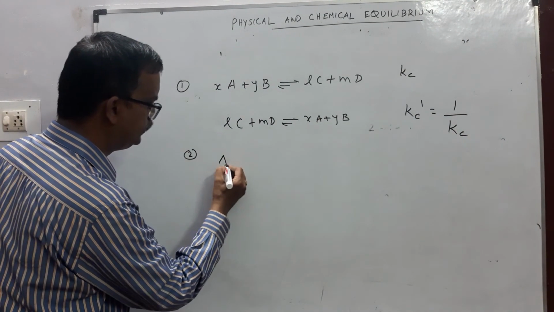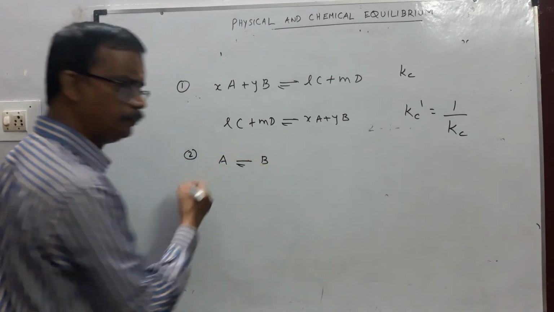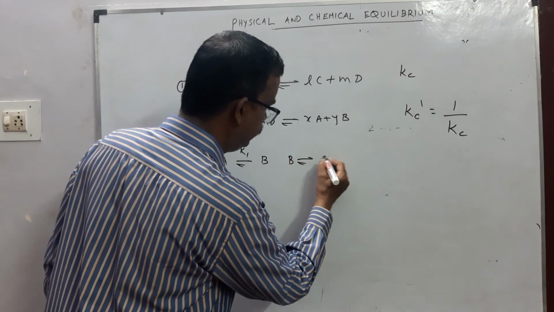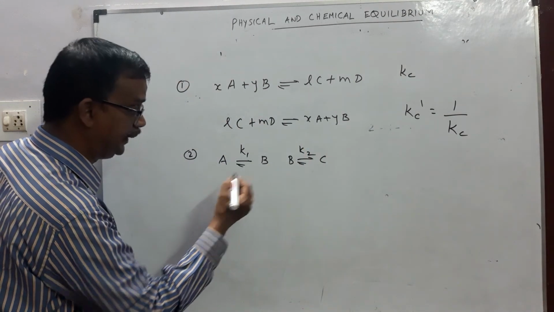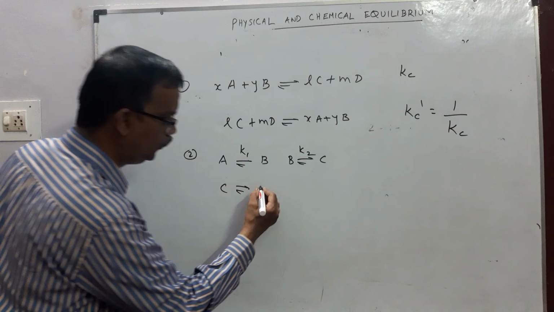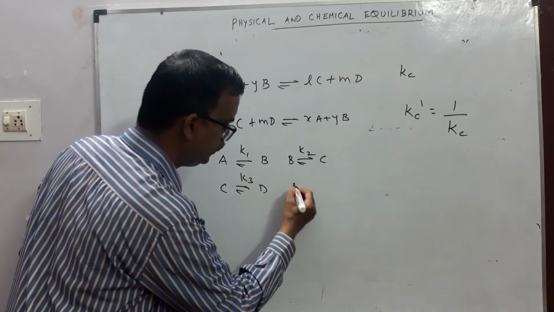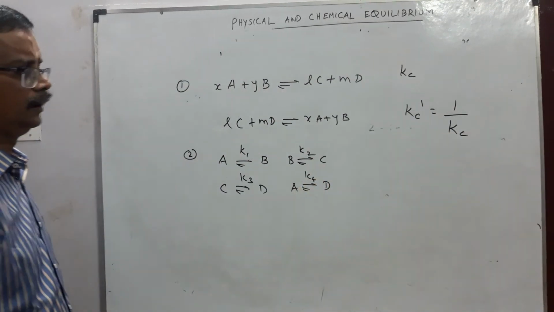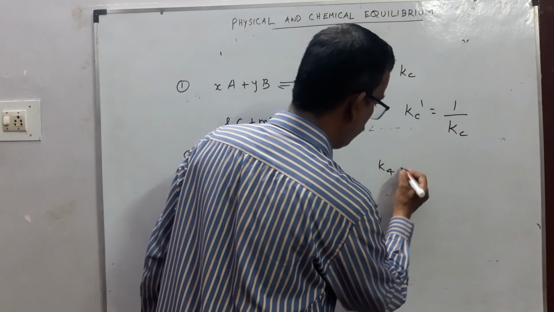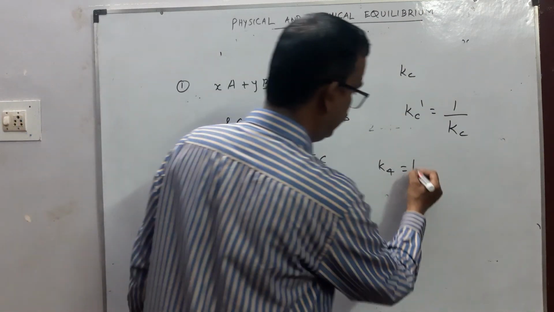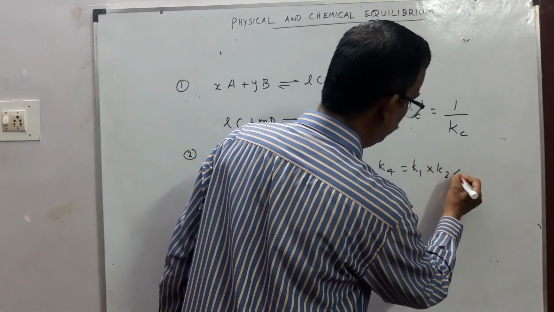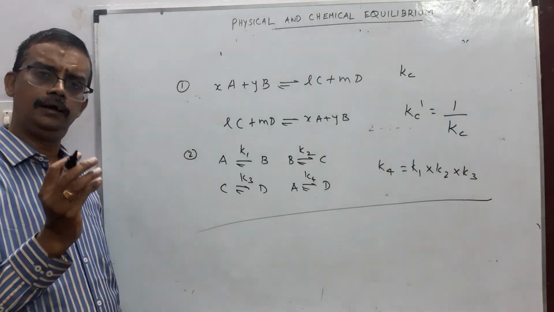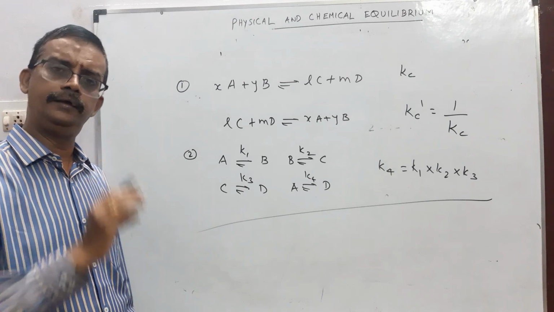Second, suppose A converts to B with equilibrium constant K1, B to C with equilibrium constant K2, C to D with K3, then A to D has K4. In this case, the equilibrium constant K4 is equal to K1 into K2 into K3. Okay, that's all. This is very important: the relation between Kp and Kc.